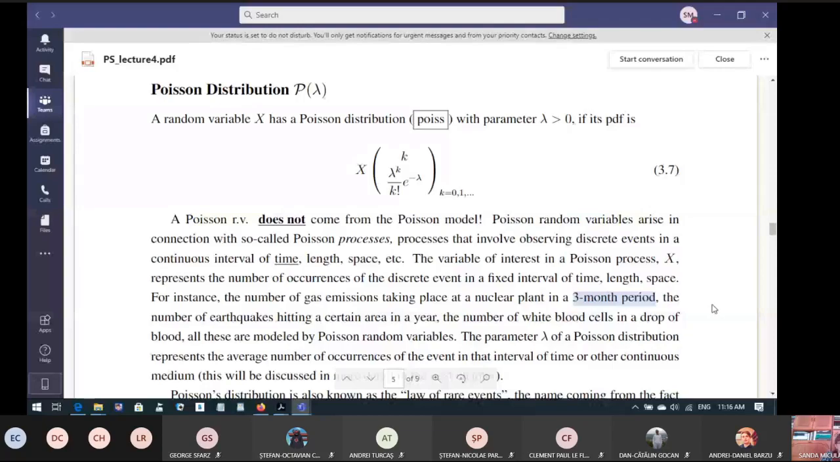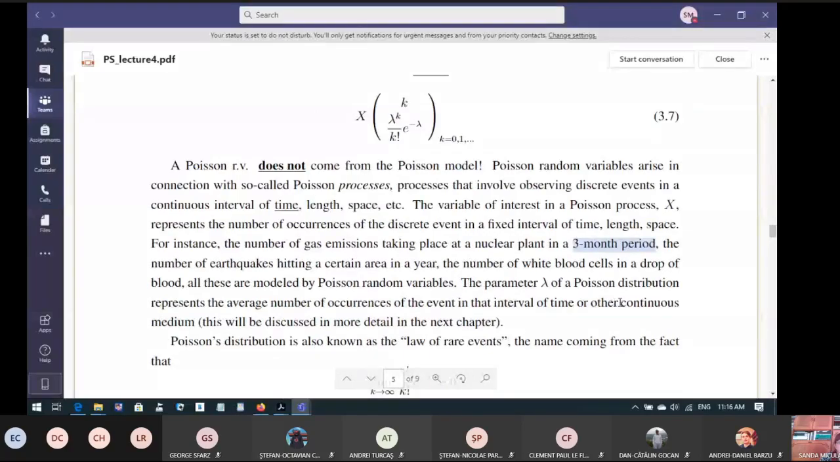The number of messages that come into an email account or some communication center in an hour. Same idea. The number of errors that occur in some code, again, in some interval of time. So that's a Poisson distribution. Its parameter represents the average number of occurrences of that discrete event that we're studying in that interval of time, or whatever it would be, okay?